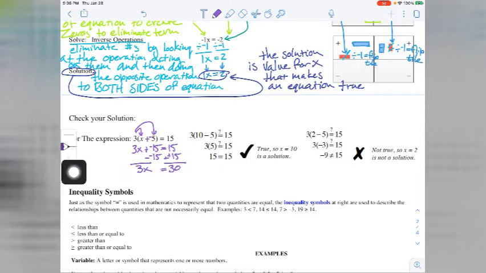So 3 times the number equals 30. I'm going to divide by 3 and divide by 3. That's the inverse operation, and I get x equals 10. 3x divided by 3 is x. 30 divided by 3 is 10.